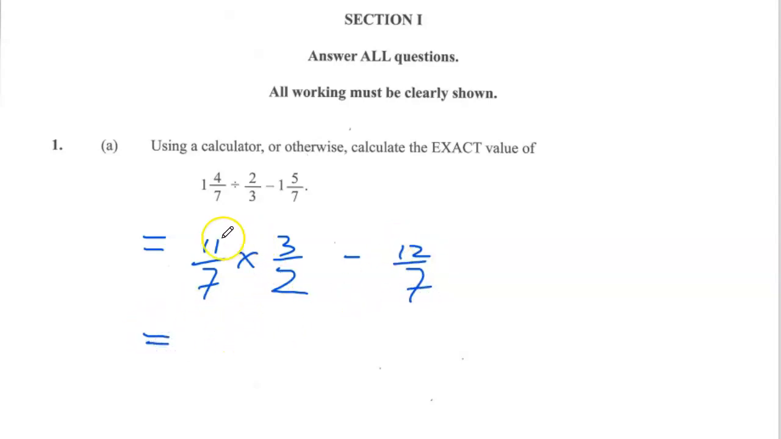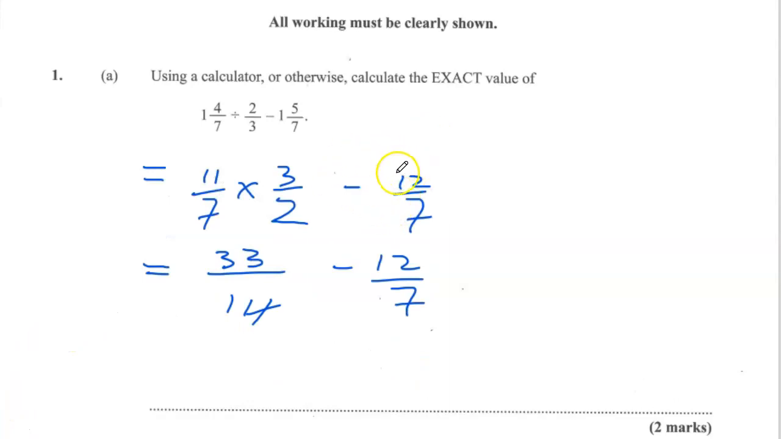So multiplying these two fractions, 11 times 3, that's 33. 7 times 2, that's 14. Minus 12 upon 7. So now we are subtracting.